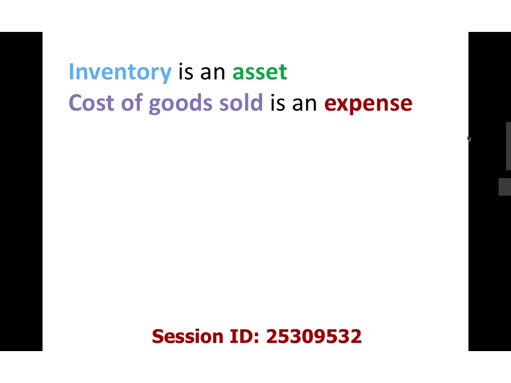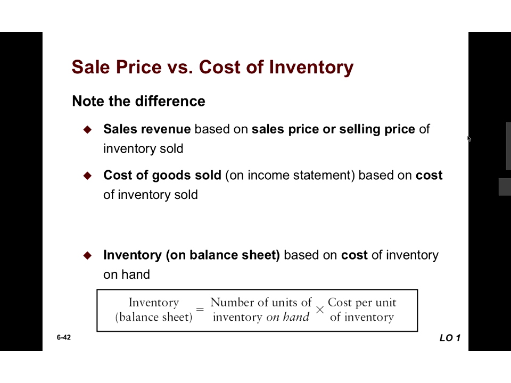Okay, now, we have something called the selling price, sales price, selling price. That's what we sell it to our customers for versus cost, what it cost us to buy it. So sales revenue is based on the sales price or selling price of the inventory sold. Okay? That's the only time we use the selling price. The selling price is what we're selling it to our customers for. It's easy to get these two terms messed up, and it's a big deal. Selling price is what we see on the income statement for sales revenue.